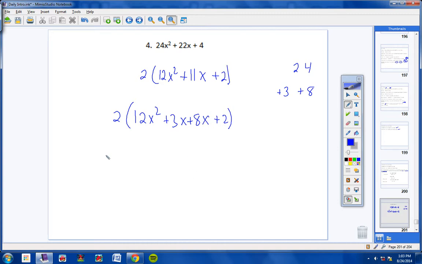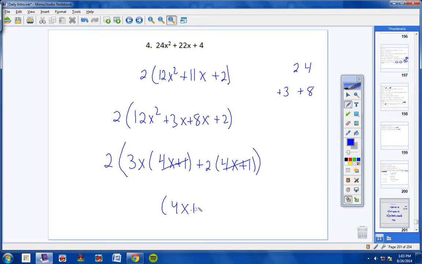Okay? And now we're going to pull out what's common in my first two terms right here, which would be a 3, goes into both of those numbers, and an x, and I'm left with 4x plus 1. Then I'm going to pull out what's common in these two terms. They both do not have an x, but I can pull out a 2, so I'm left with 4x plus 1. And now you write your matching parentheses once, and then your other parentheses would be 3x plus 2, of course, from this here, and then bring down your outside 2 right here, and you're finished.